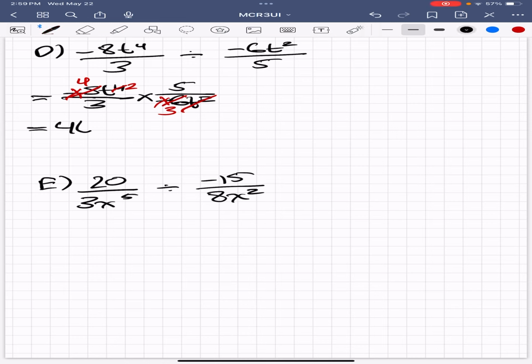So I have 4t squared over 3 times 5 over 3. So I have 20t squared over 9. And again, t cannot equal 0.